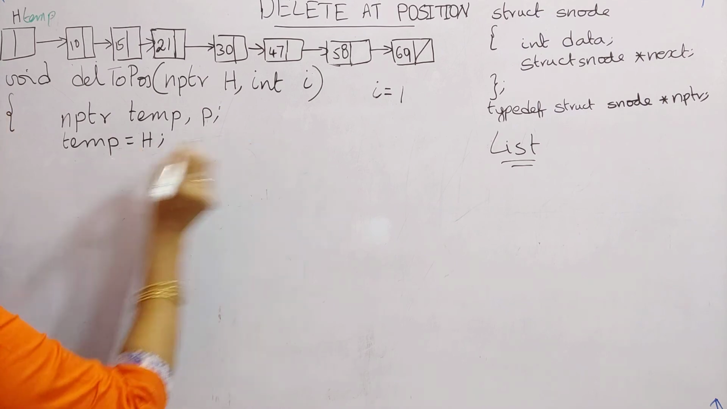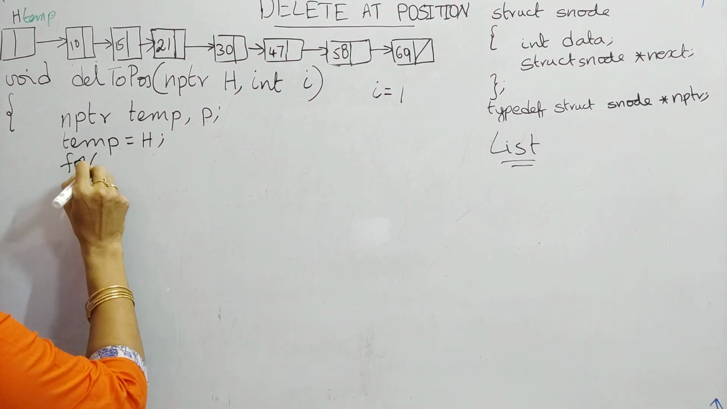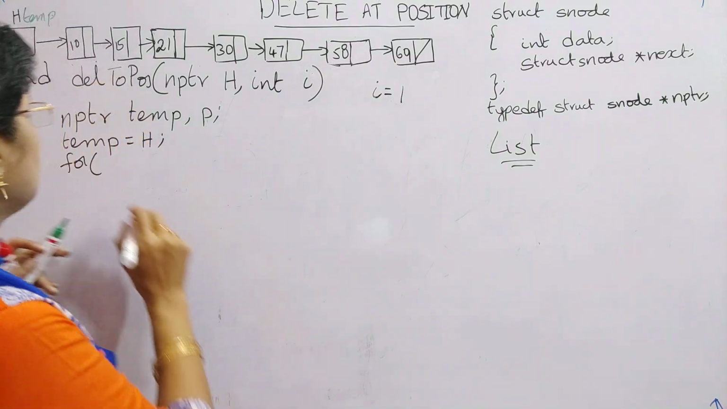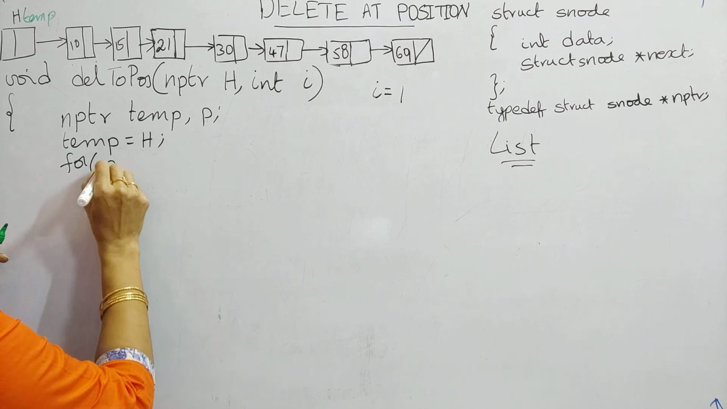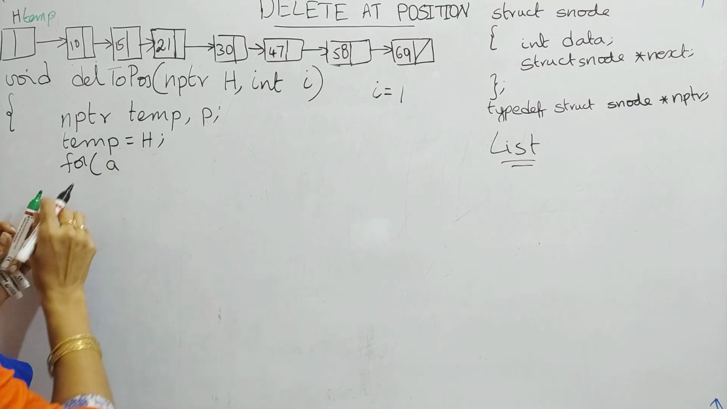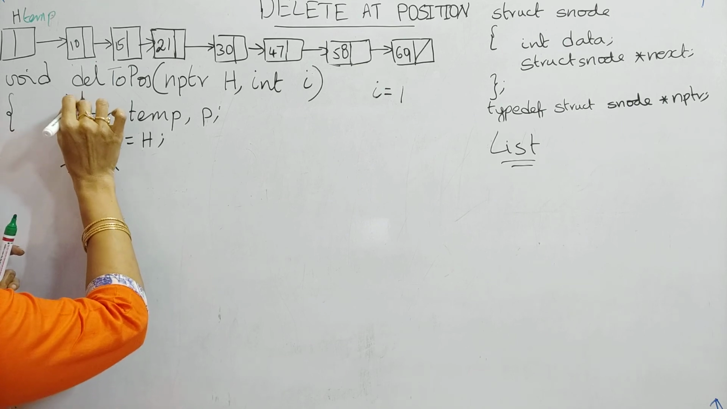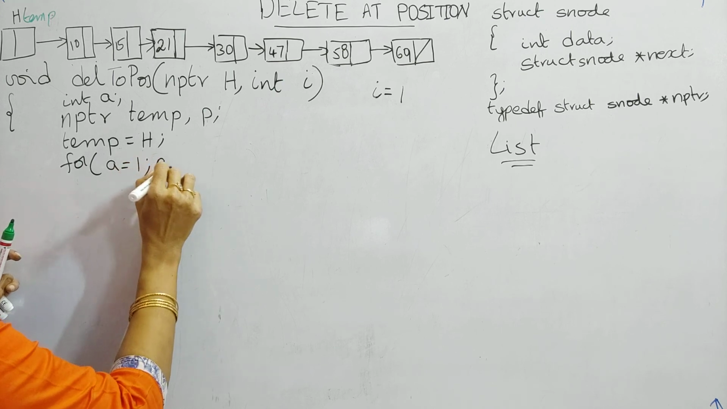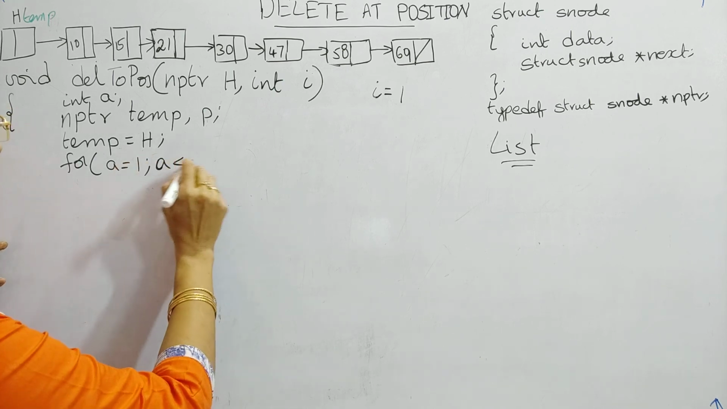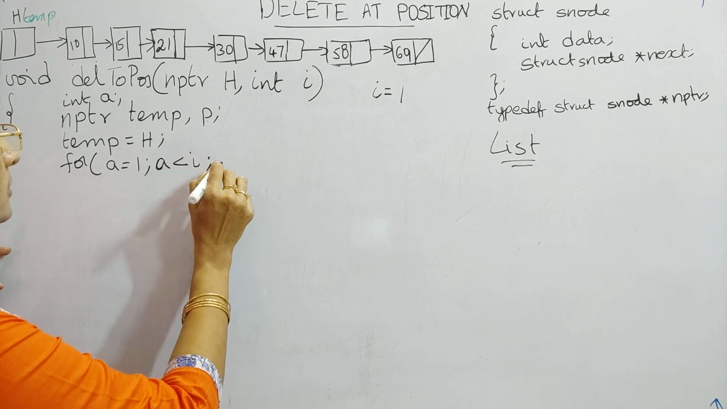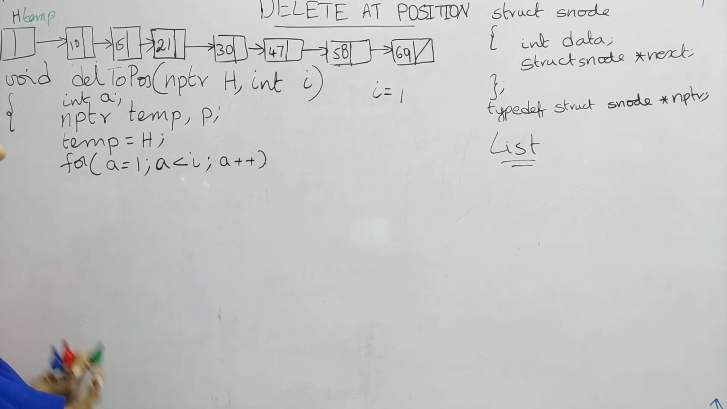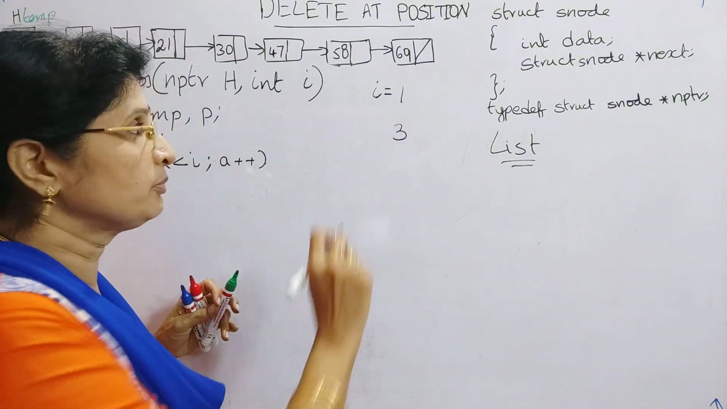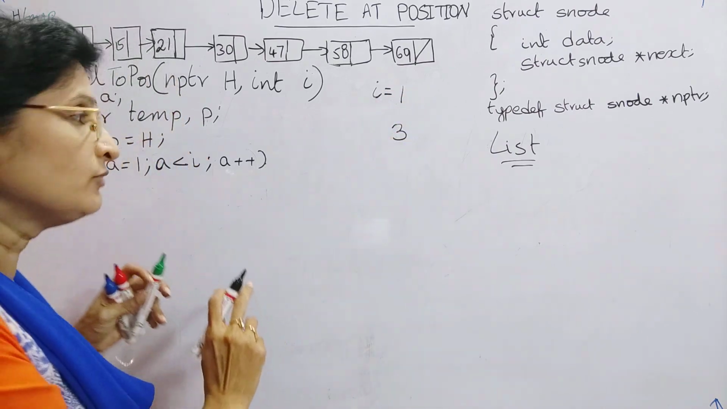So now I will give a simple loop. Okay. So I will use a variable a. So that variable should be declared. So int a. So a is equal to 1 and a is less than I and a plus plus. So why I have given this loop is, suppose the position is 3, then what should happen?